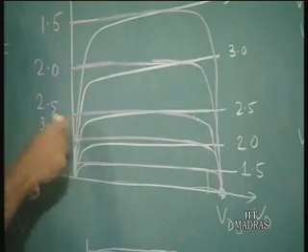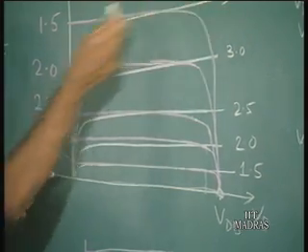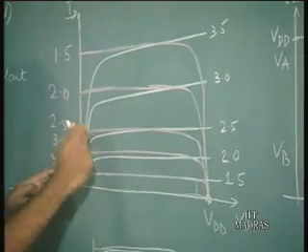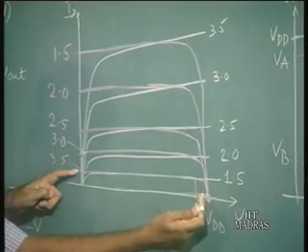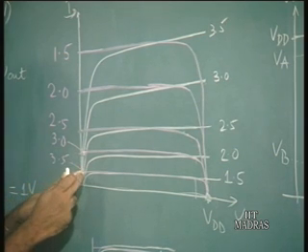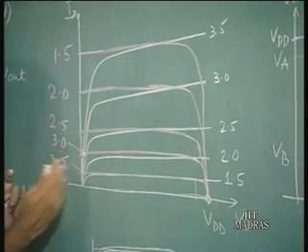Now if you increase the input voltage still further, to 3.5 volts, this is the characteristic for the NMOS, and for the PMOS at 3.5 volts, this is the characteristic. So this is the operating point, which is still further close to 0.